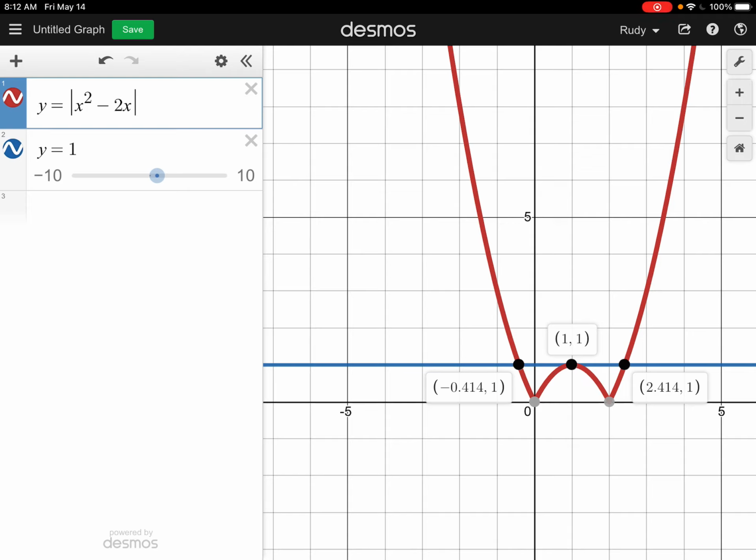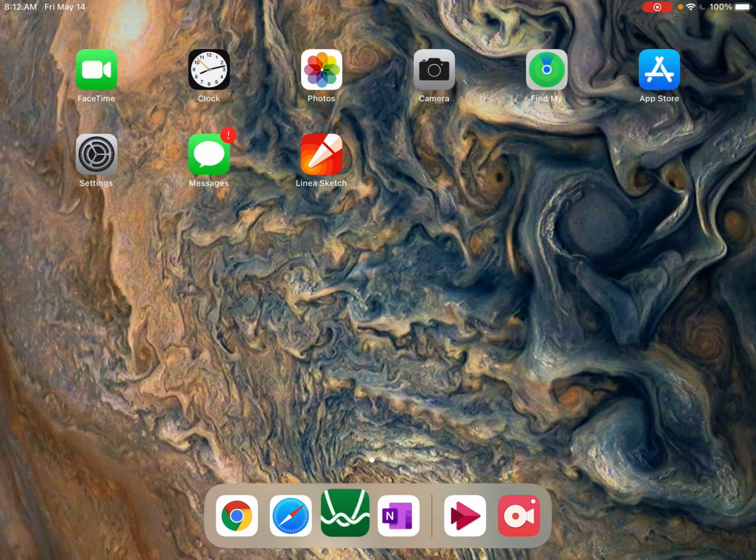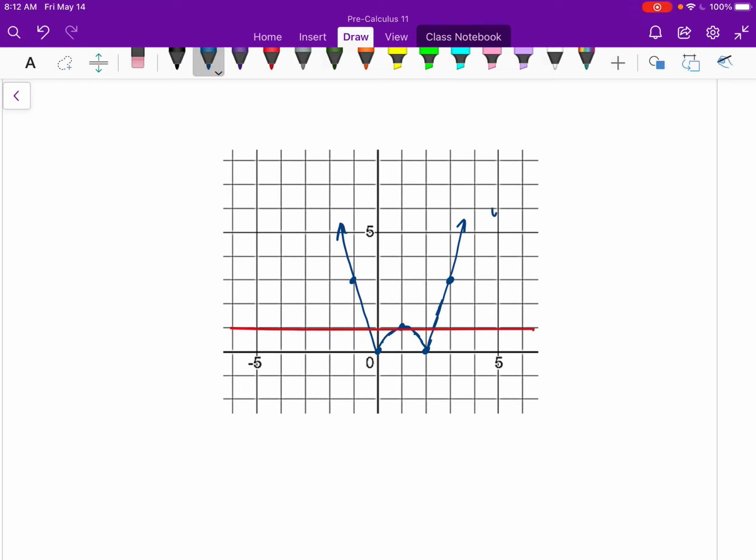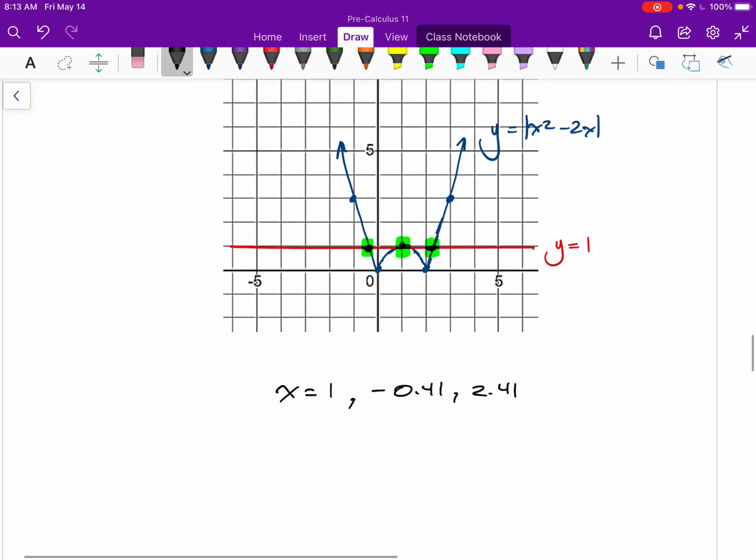One of them is an exact value. 2 of them are decimal approximations. And that's what I have sketched out right here. So again, I'll label these. And again, I had 3 solutions. So x equals 1 was the most pleasant. I had negative 0.41 approximately and positive 2.41 approximately. So keep in mind, those last 2 I wrote were approximations.